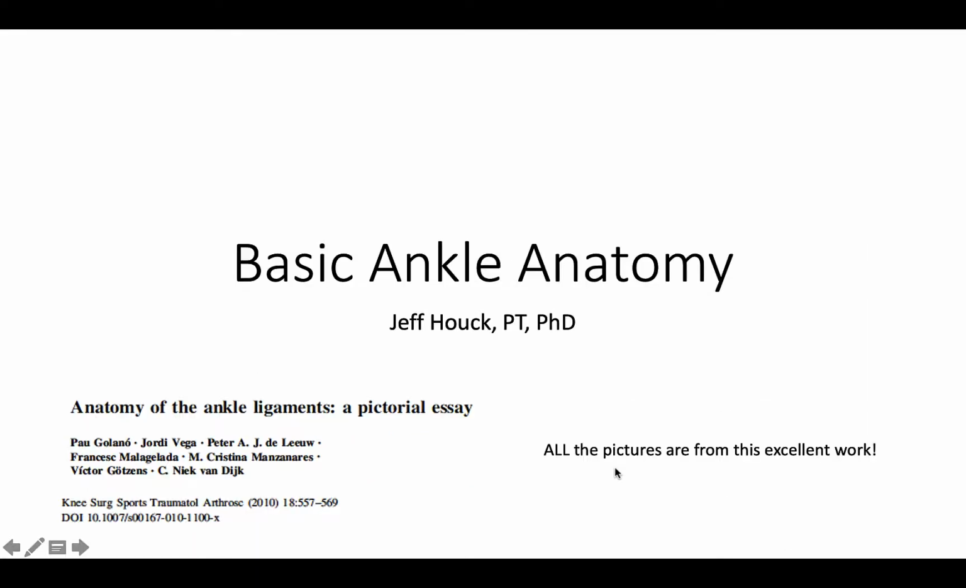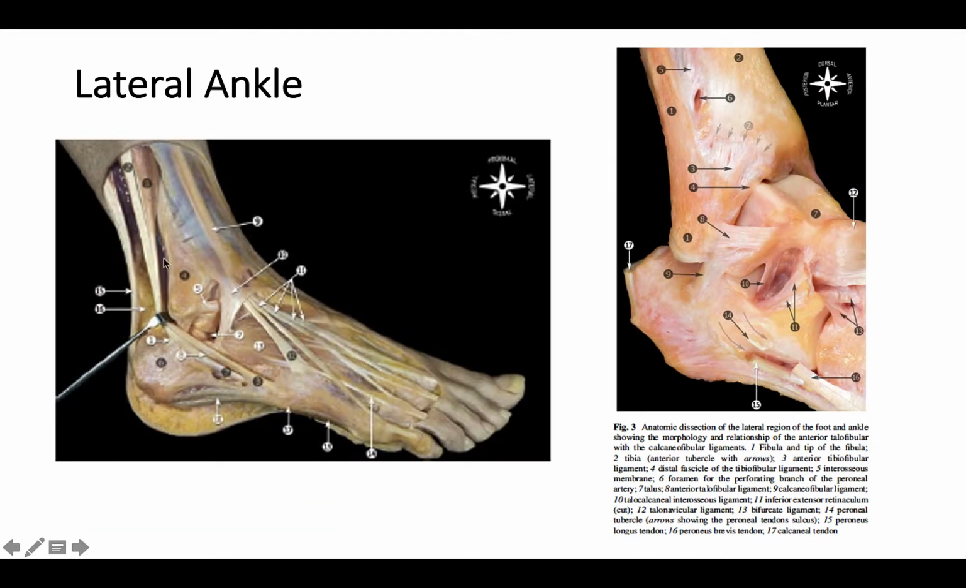So hello, this is Basic Ankle Anatomy from a publication which you can kind of see down here in 2010. Beautiful pictures. Lateral ankle here, lateral malleolus, fibularis tendons running posterior and extensor tendons running anterior, and we can kind of see the talocrural joint here, anterior talofibular ligament, and then the subtalar joint. And here we have a close-up of the mortise of the ankle.